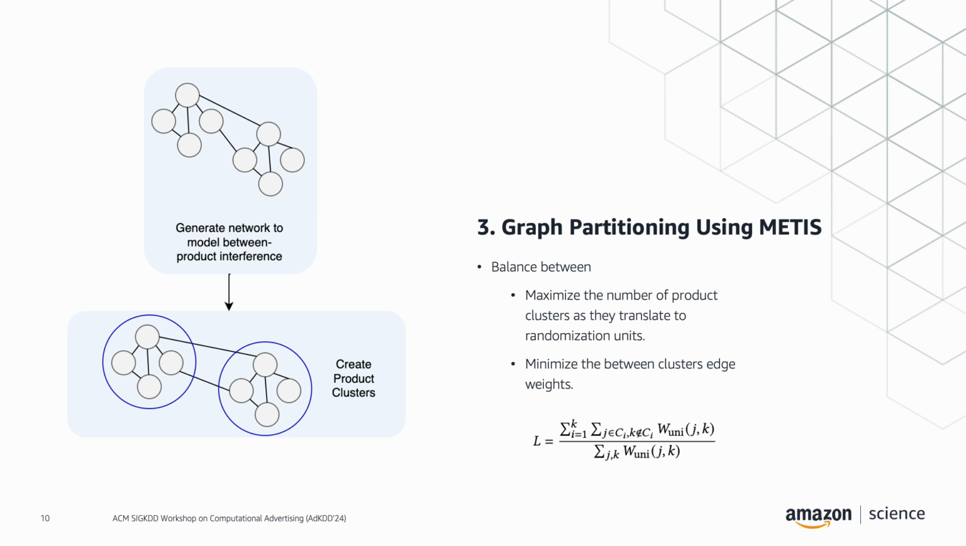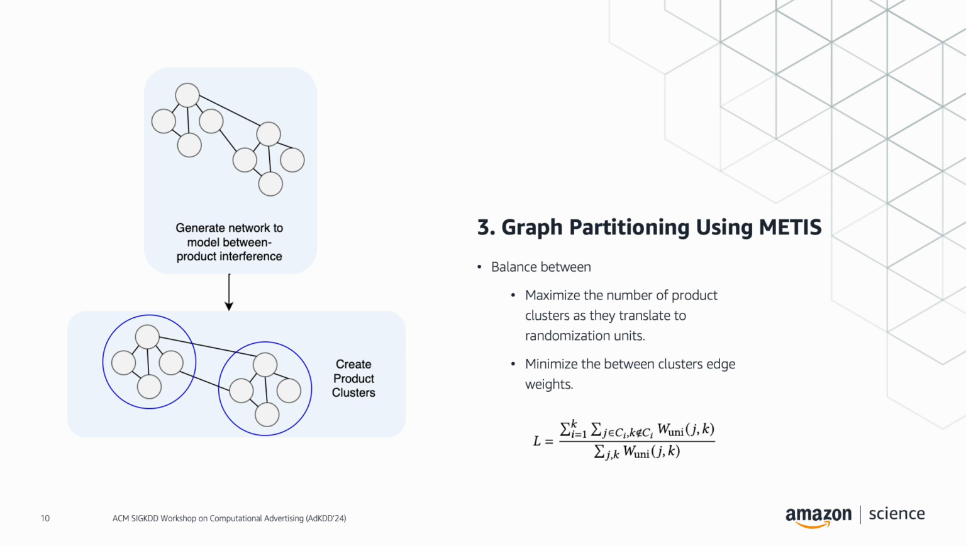Now, once we have the unipartite graph, we need to create product clusters. So what we're trying to do is, instead of randomizing on products, we're trying to randomize on these product clusters, and we're hoping that the interference is contained within those clusters. To do this, we need to balance between two objectives. One is we want to maximize the number of clusters as they translate to randomization units. So the more randomization units, the more power of the experiment. But we also want to minimize the between cluster edge weight.